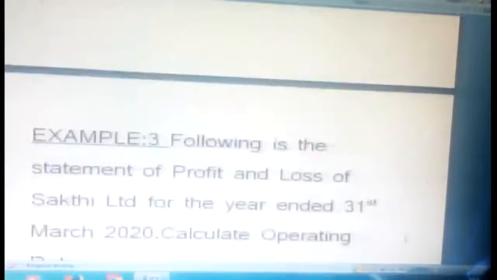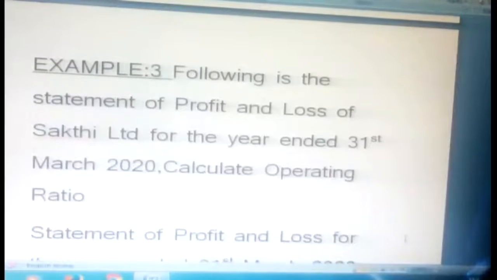Okay. Then moving to our next problem. Following is the statement of profit and loss of Shakti Limited for the year ended 31st March 2020. So calculate operating ratio.